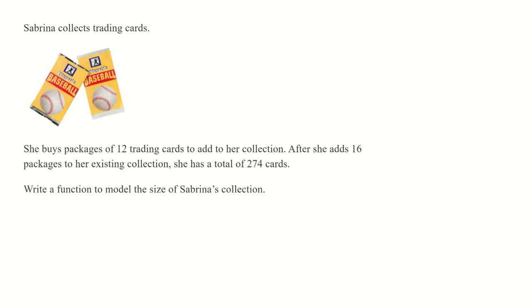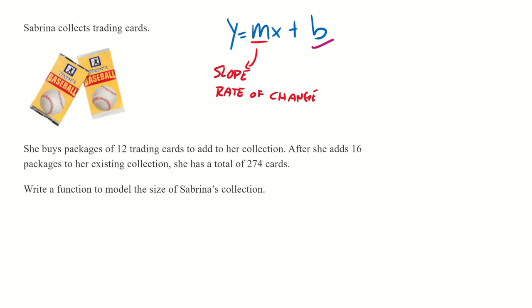So when writing a function, we need to know a couple things, right? Our function is y equals mx plus b. M is our slope or rate of change. B is our y-intercept or initial value. And then x and y are the values that change. As we add x, y is changing, okay?